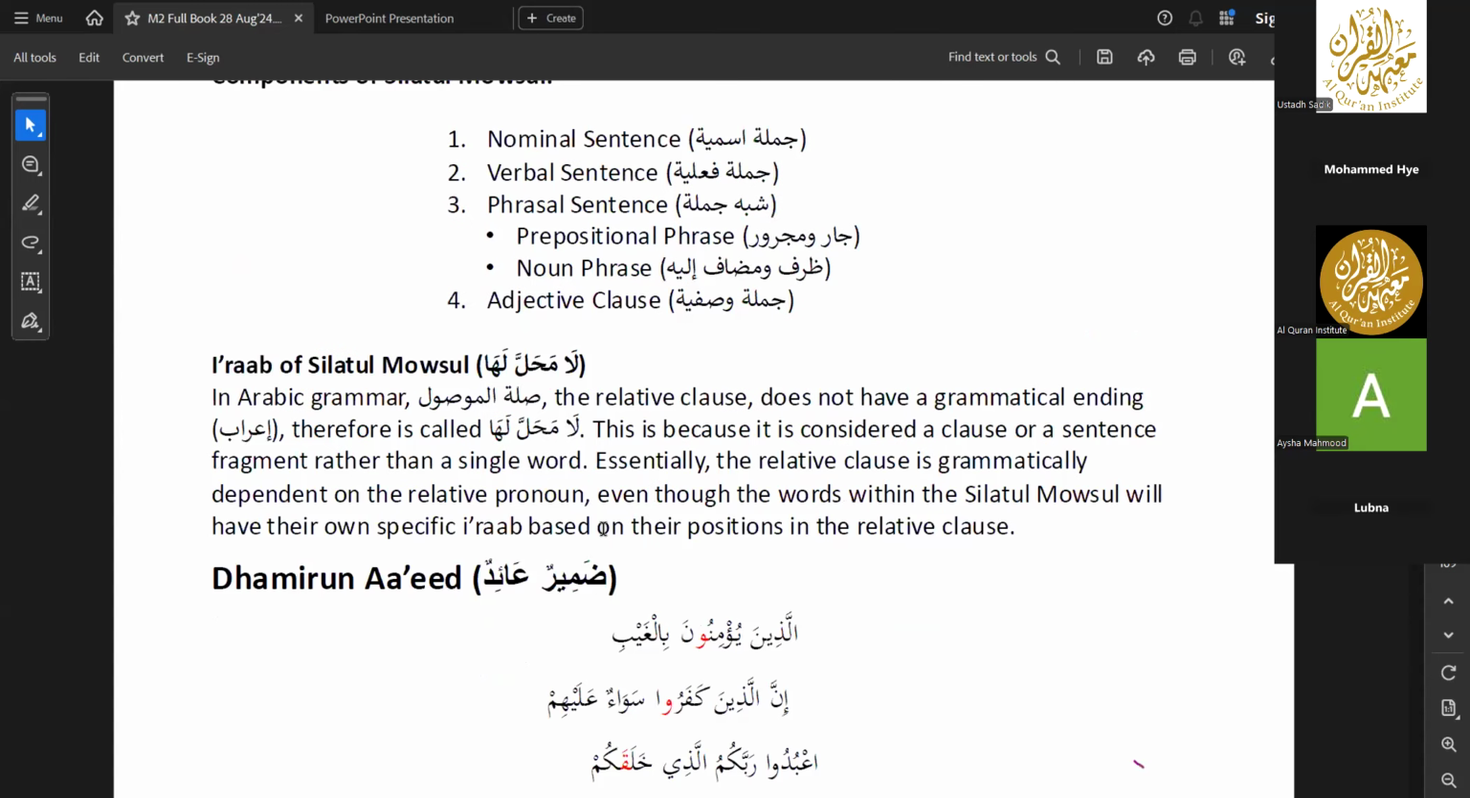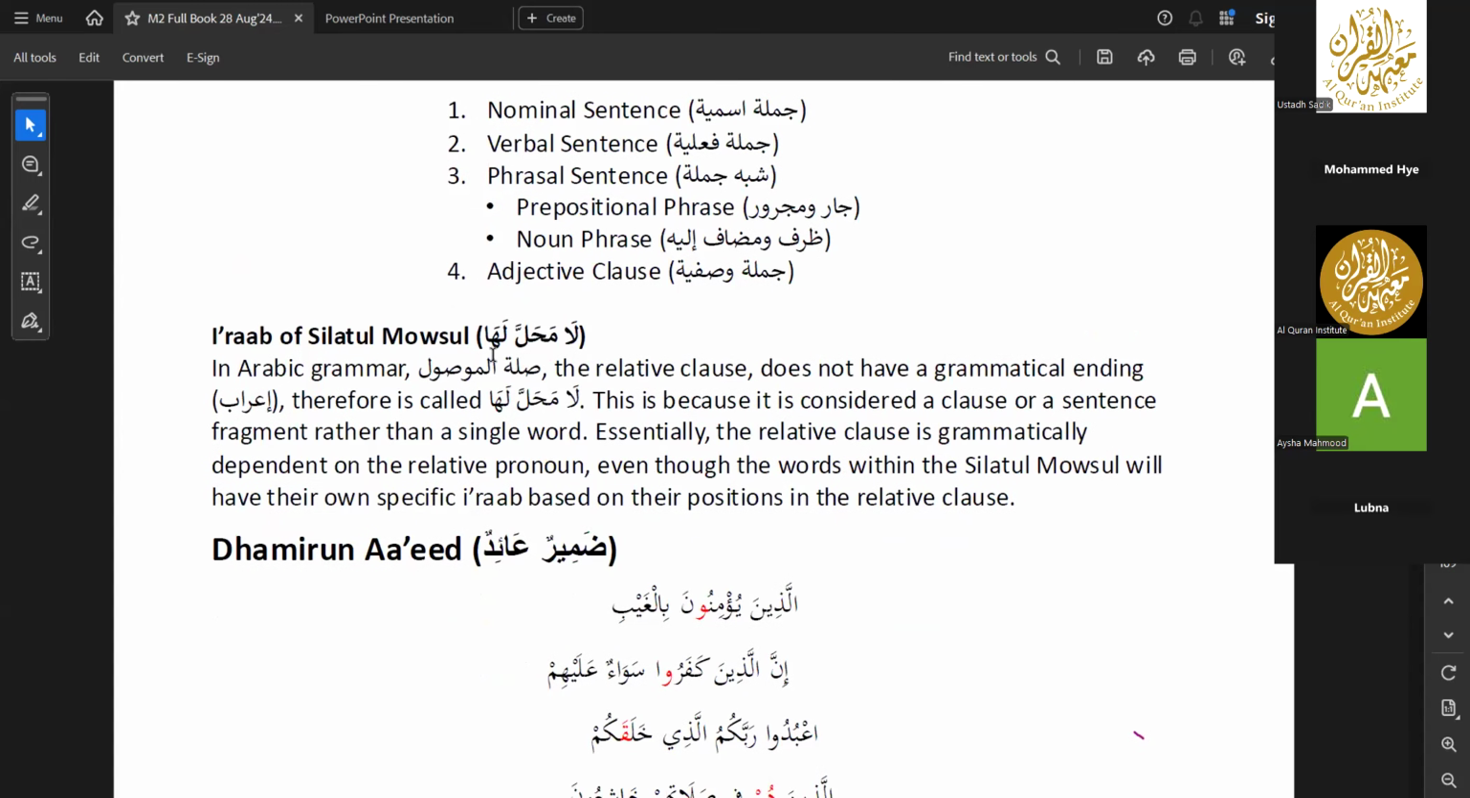La means not. Mahal means status. I'rab. There's no i'rab for it. Okay. To help further, if we think about jar majroor, we know there's the i'rab of that. Right? But for Silatul Mawsul, the condition like that doesn't exist. It could be jar, it could be fathata and whatever. That's it. Good. It's clear now.